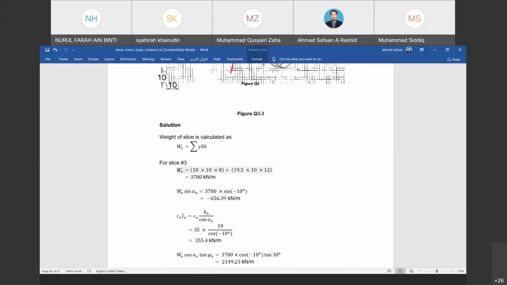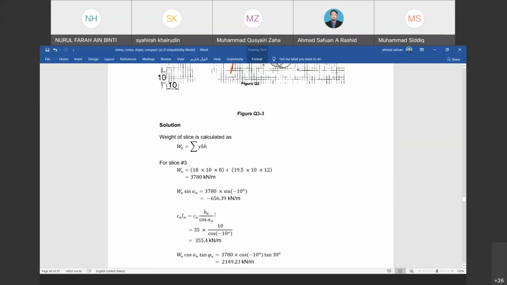So we assume the weight for slice number 3 by using the center position. It is 3780. By referring to the equation, kita dapati bahawa the value is negative 656.39 because Dr. Kamarudin uses clockwise as negative. Then Dr. Kamarudin solves sub-equation number 1, which is the resisting moment.